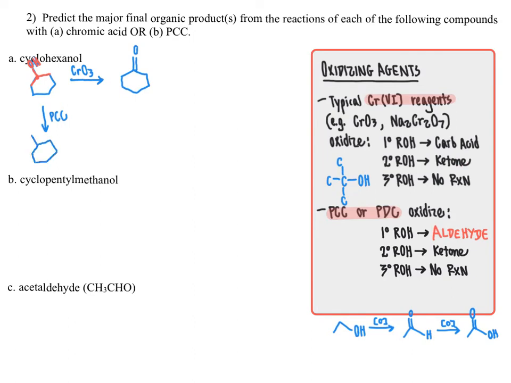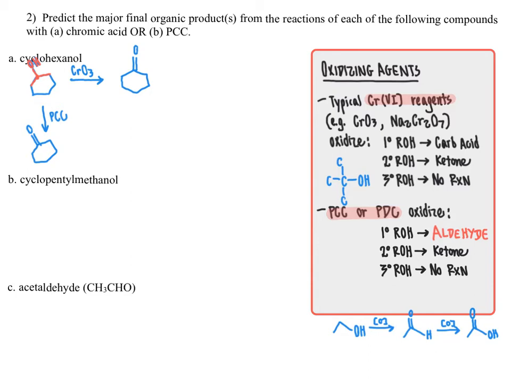When you're dealing with a secondary alcohol, there's going to be no difference in the resulting product between using chromic acid or using PCC. Now let's do the next problem and see if we can distinguish between the product that will result from using chromic acid versus PCC.